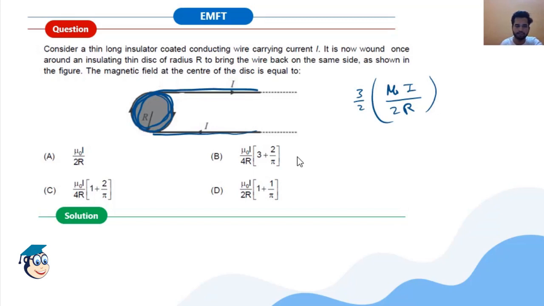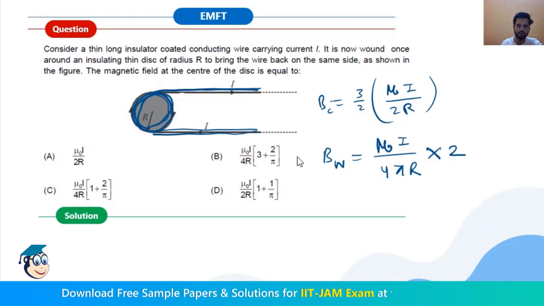Now the magnetic field due to this semi-infinite wire is mu naught I over 4 pi r, and the field due to this other semi-infinite wire would also be in the same direction, so I can directly multiply by two. This is B due to wire, and this is B due to circle. So total B is the sum of these two quantities. When you add these two quantities, you will see that you will get option B as your answer.